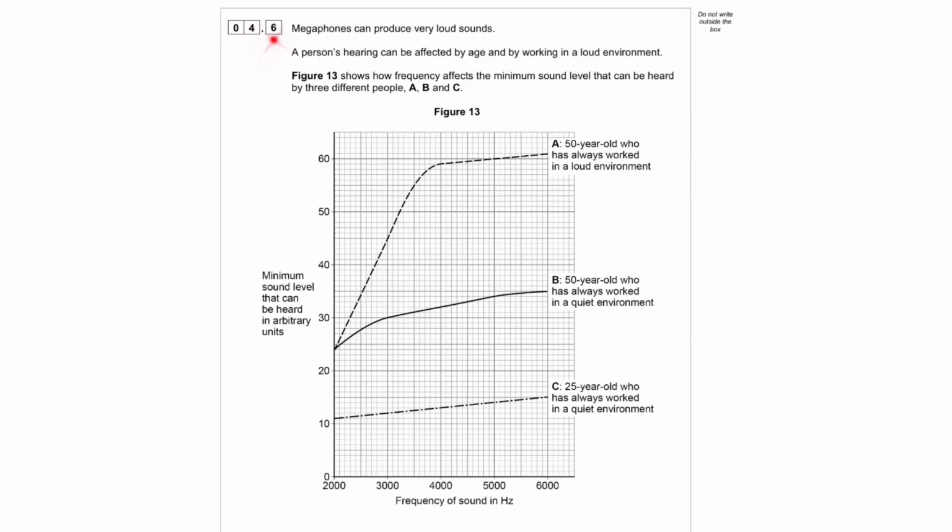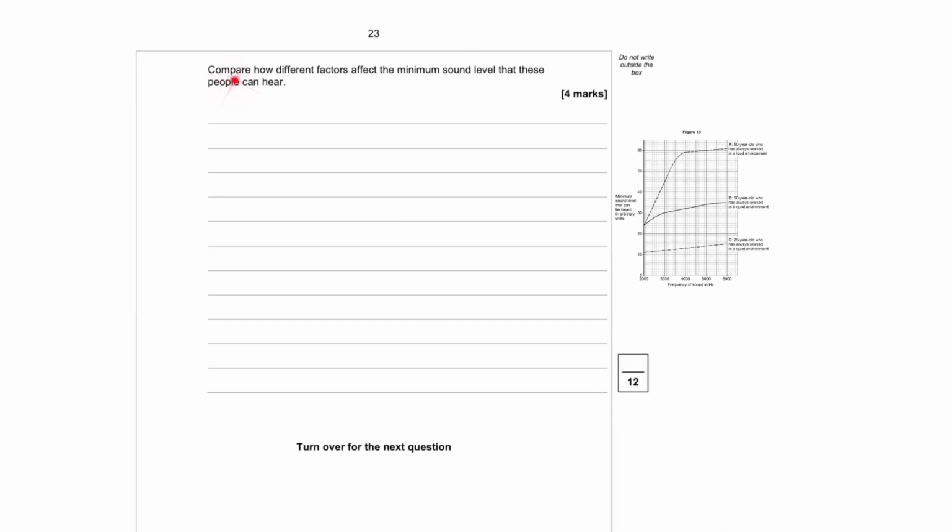Question 4.6. Megaphones can produce very loud sounds. A person's hearing can be affected by age and by working in a loud environment. Figure 13 shows how frequency affects the minimum sound level that can be heard by 3 different people, A, B, and C. Compare how different factors affect the minimum sound level that these people can hear.